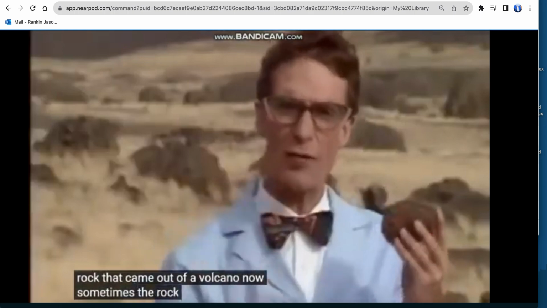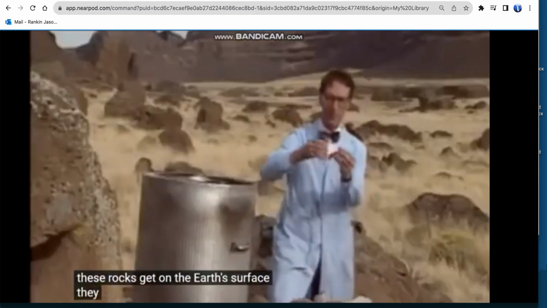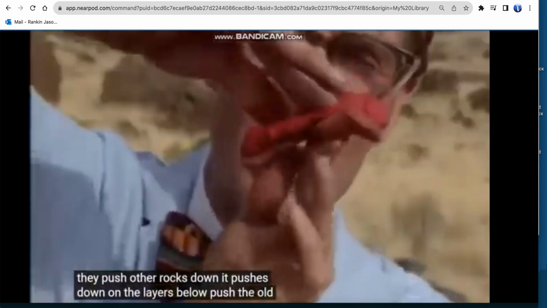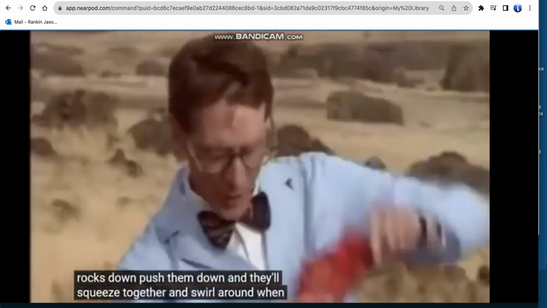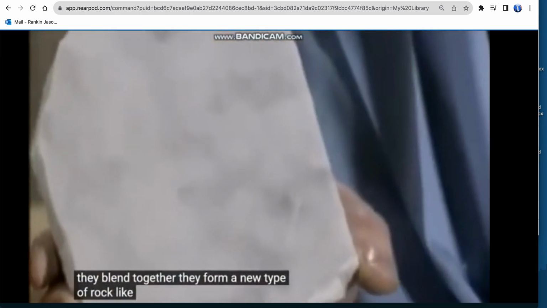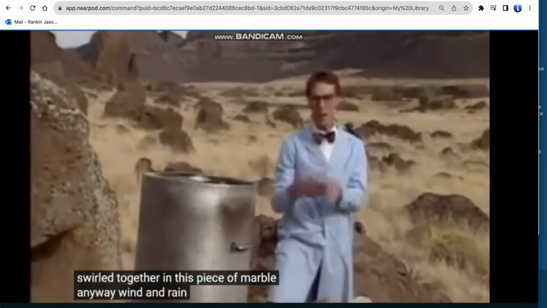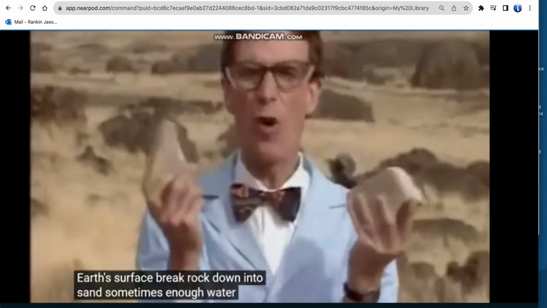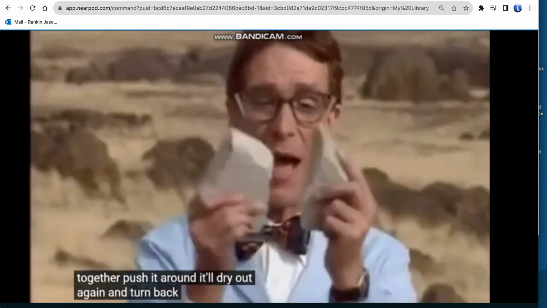Now sometimes the rock from volcanoes will come up onto the Earth's surface. Now when these rocks get on the Earth's surface, they push other rocks down. It pushes down on the layers below. Push the old rocks down, and they'll squeeze together and swirl around. And when they blend together, they form a new type of rock, like the minerals that are swirled together in this piece of marble. Anyway, wind and rain moving over the Earth's surface break rock down into sand. Sometimes enough water will flow through the dust and sand, mix them together, push it around, it'll dry out again and turn back into rock like these.